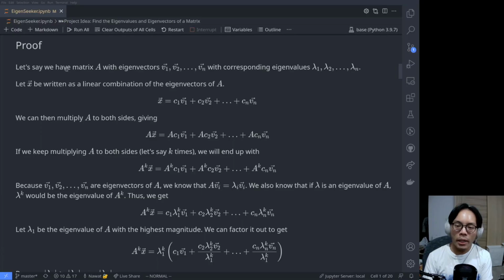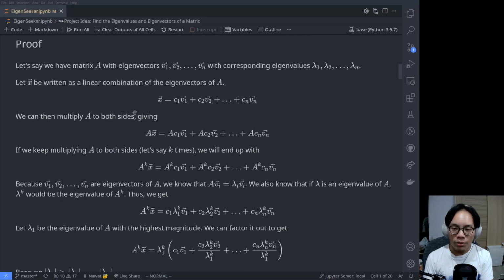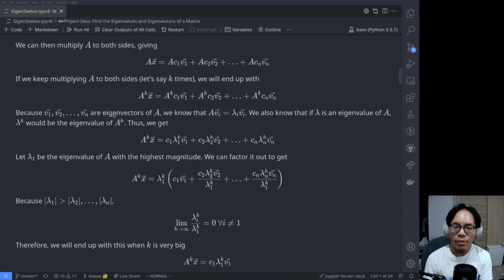So basically, let's say we have matrix A with eigenvectors v_1 to n with corresponding eigenvalues lambda_1 to n. Let x be written as a linear combination of the eigenvectors. So x is an arbitrary vector. It's basically a random vector that we choose to be our initial guess, and then we can write it as a linear combination of the eigenvectors. And then we can multiply A to both sides, so A times x and then A times each of the terms. And we can do it k times, where k is a pretty large number.